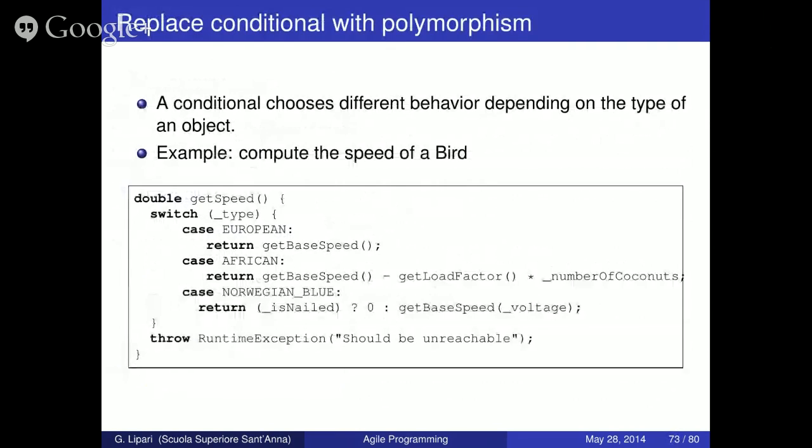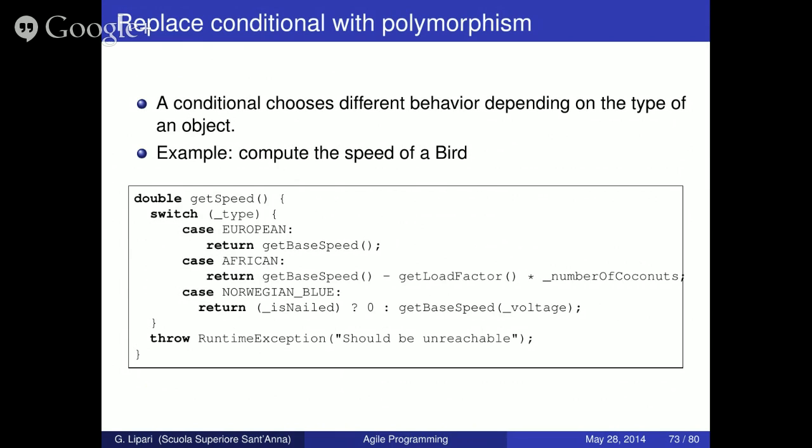Okay, let's complete with the last part, which is actually very important for being more object-oriented. Replace conditional with polymorphism. So the idea is that you have a long sequence of if-then-else or a switch case, and you are going to substitute the switch case with a polymorphic set of classes. So suppose you have a function getSpeed that computes the speed of a bird. Very stupid example, but that's it.